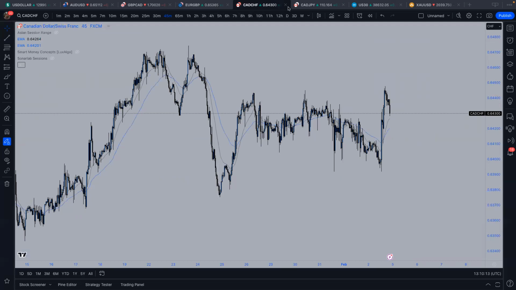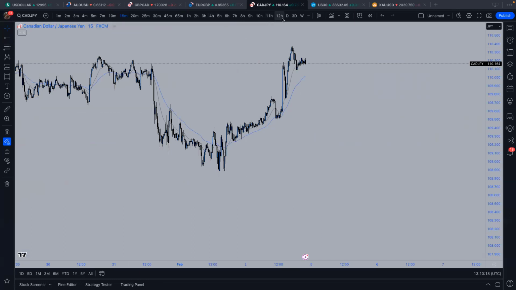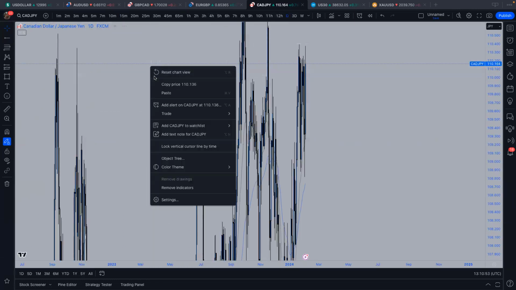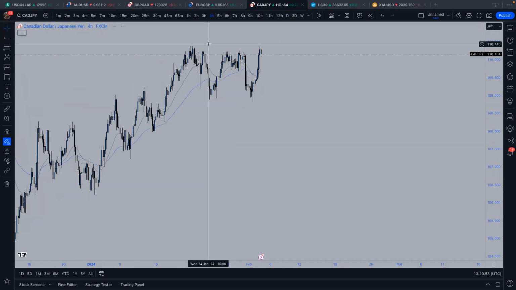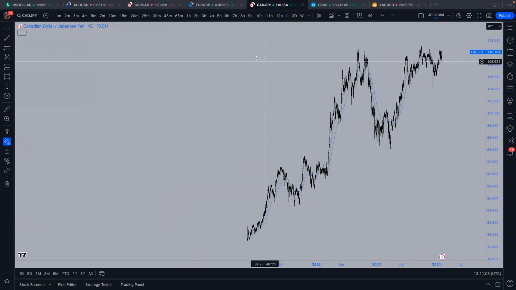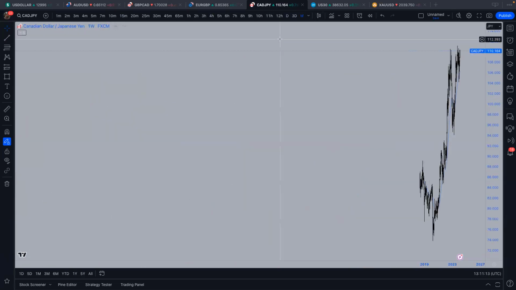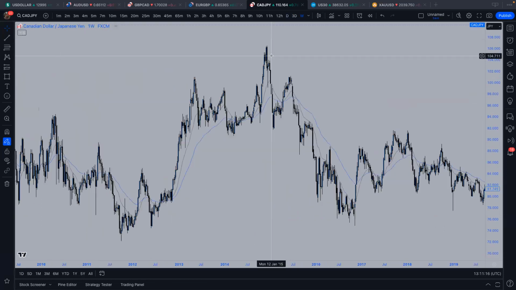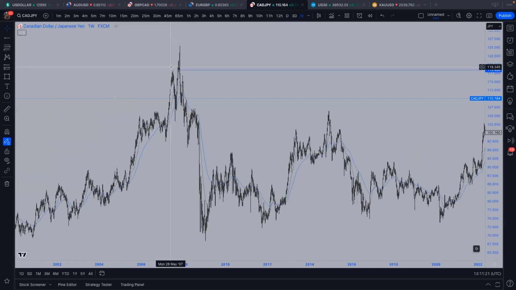CAD CHF. I'm not looking at that. CAD JPY though. I was looking for longs originally off of this 4-hourly zone, but what we did do is we reacted from here. I am overall on the pound, on CAD JPY. We're bullish, and I really want to see a trade back up into this zone in here.